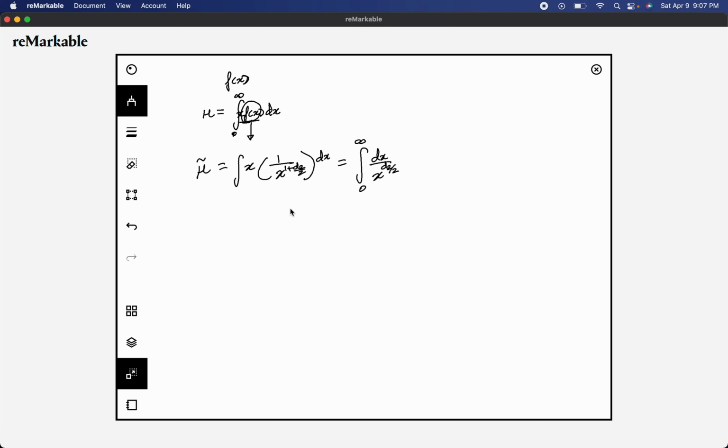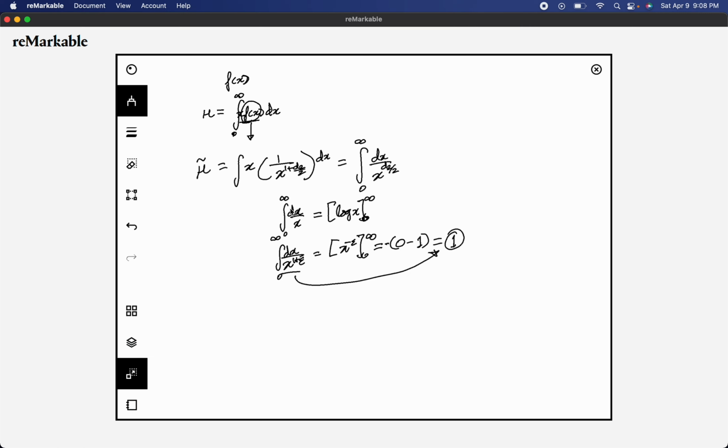And you can see that as soon as you have a 1 by x, if you have something like the integral of dx by x from 0 to infinity, this is going to be log x from 0 to infinity, which is going to explode. It's not going to converge to anything. If you have dx upon x to the power 1 plus epsilon from 0 to infinity, then you're going to get x to the power minus epsilon from 0 to infinity, which is 0 minus 1, and there'll probably be a negative sign there as well, and that will become 1. So that's not going to explode. The integral is going to give you something finite.